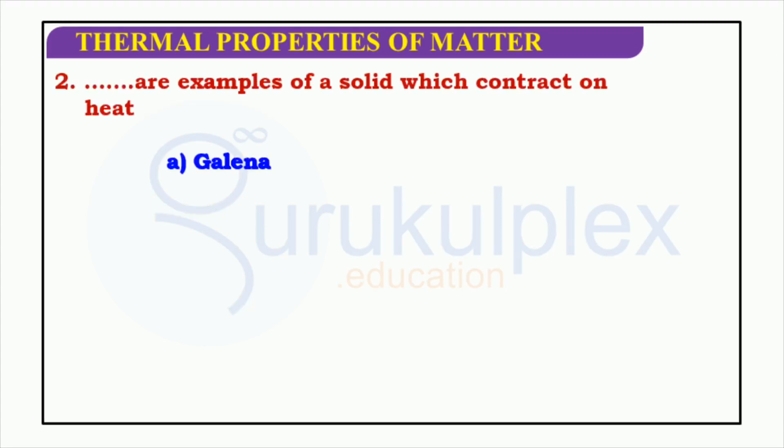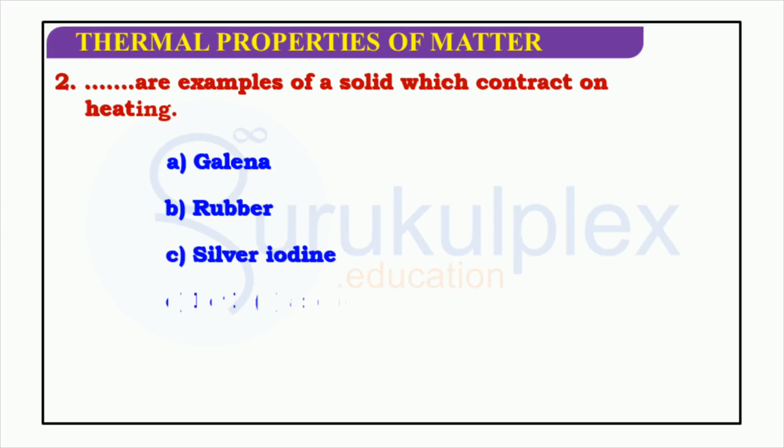Answer. The correct answer to this question is D, as both rubber and silver iodide are solids which contract when heated. Knowing the thermal properties of matter is beneficial in being able to better interact with them.